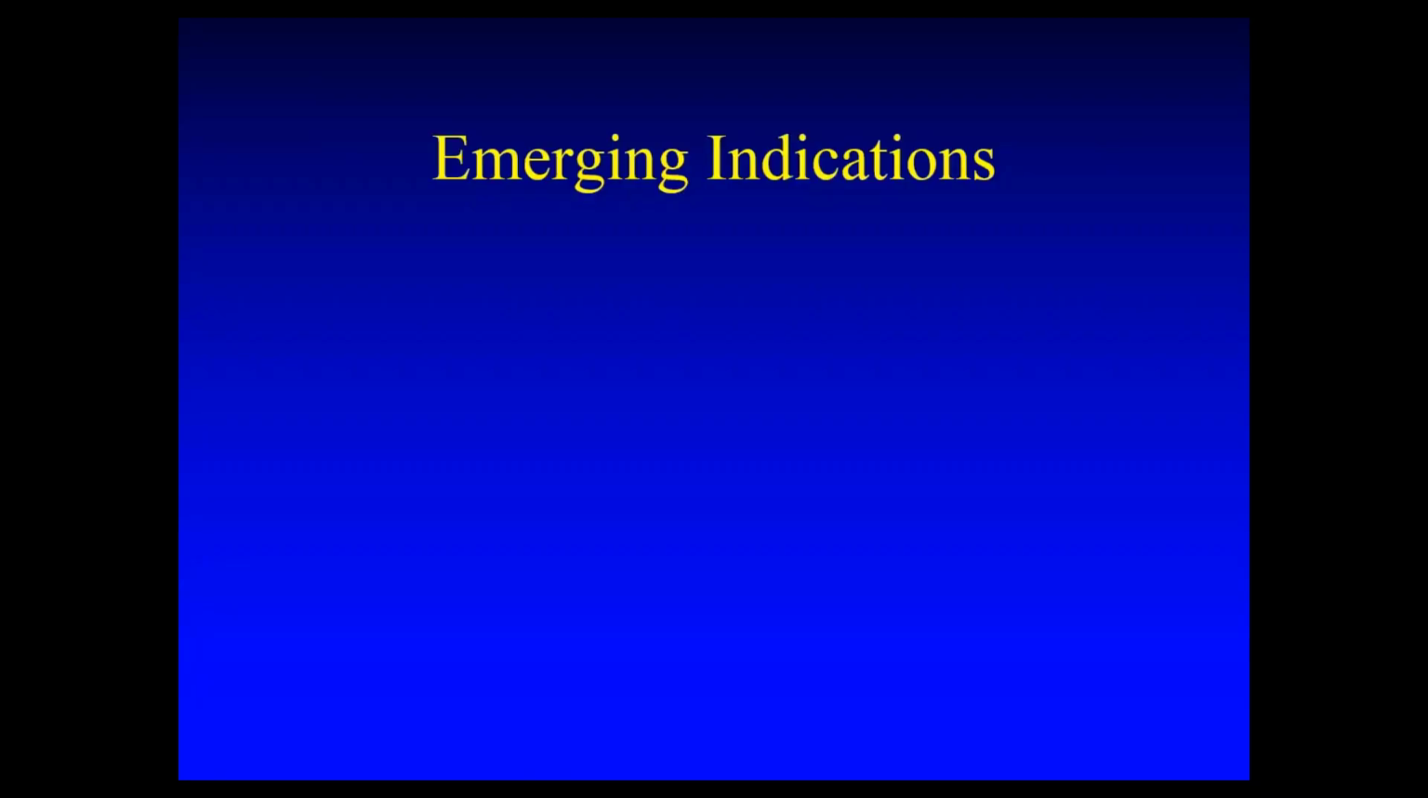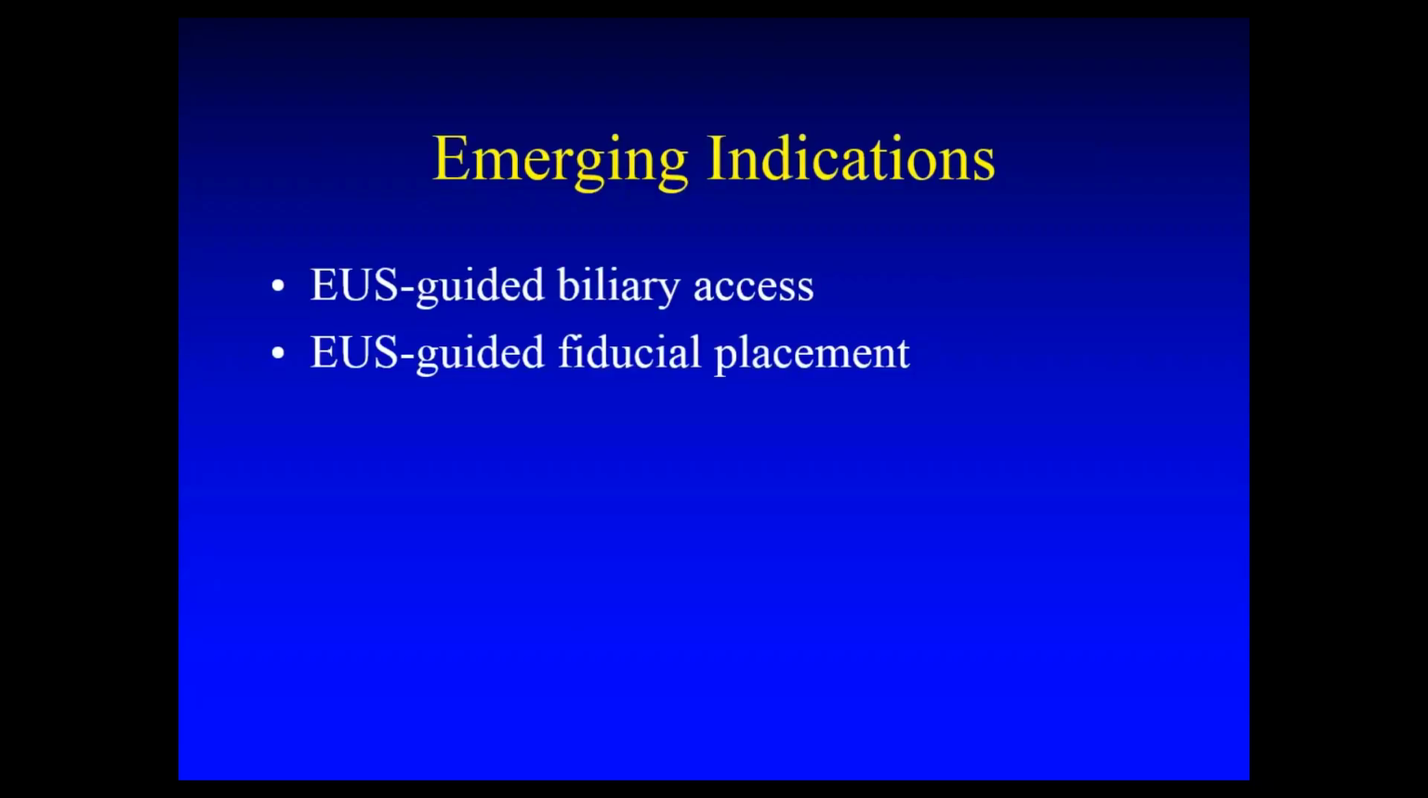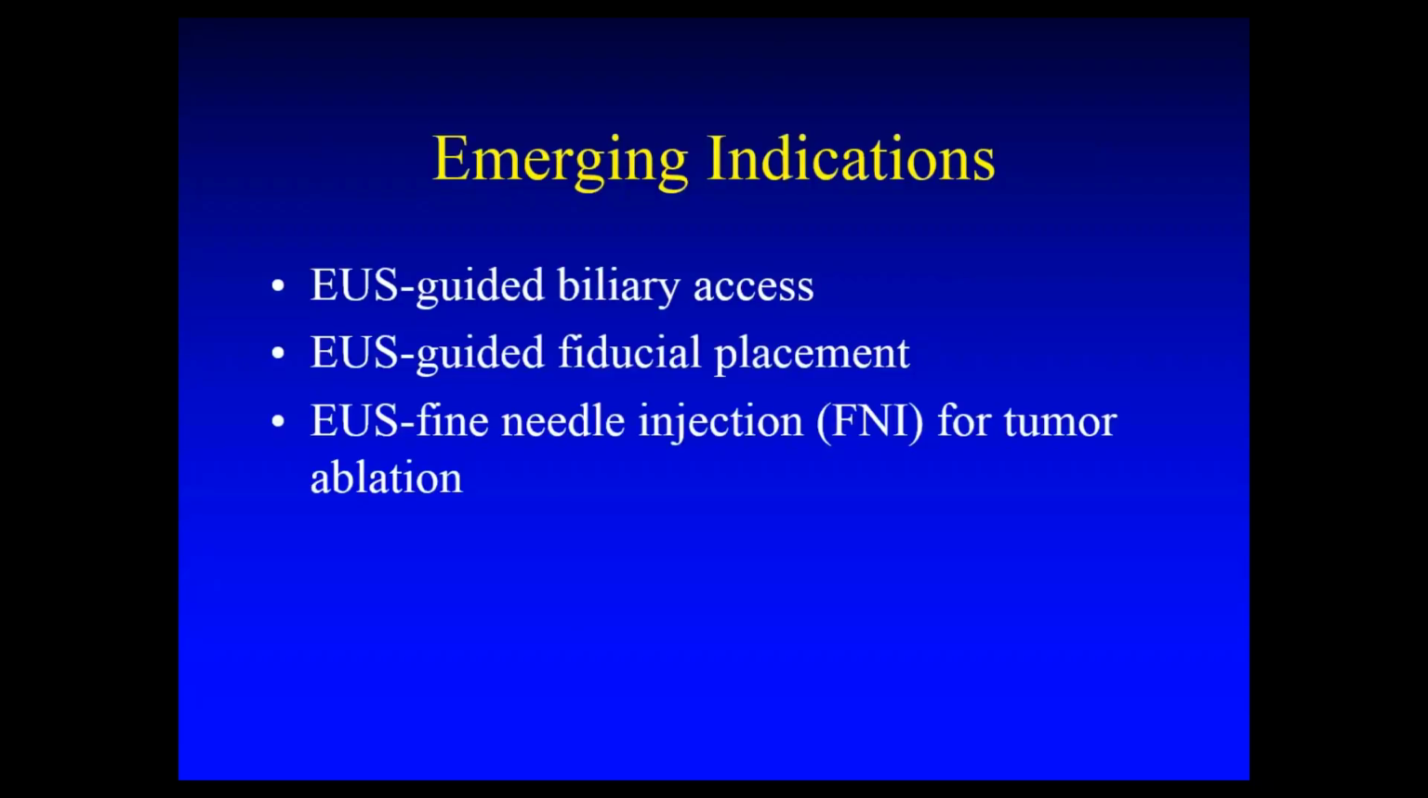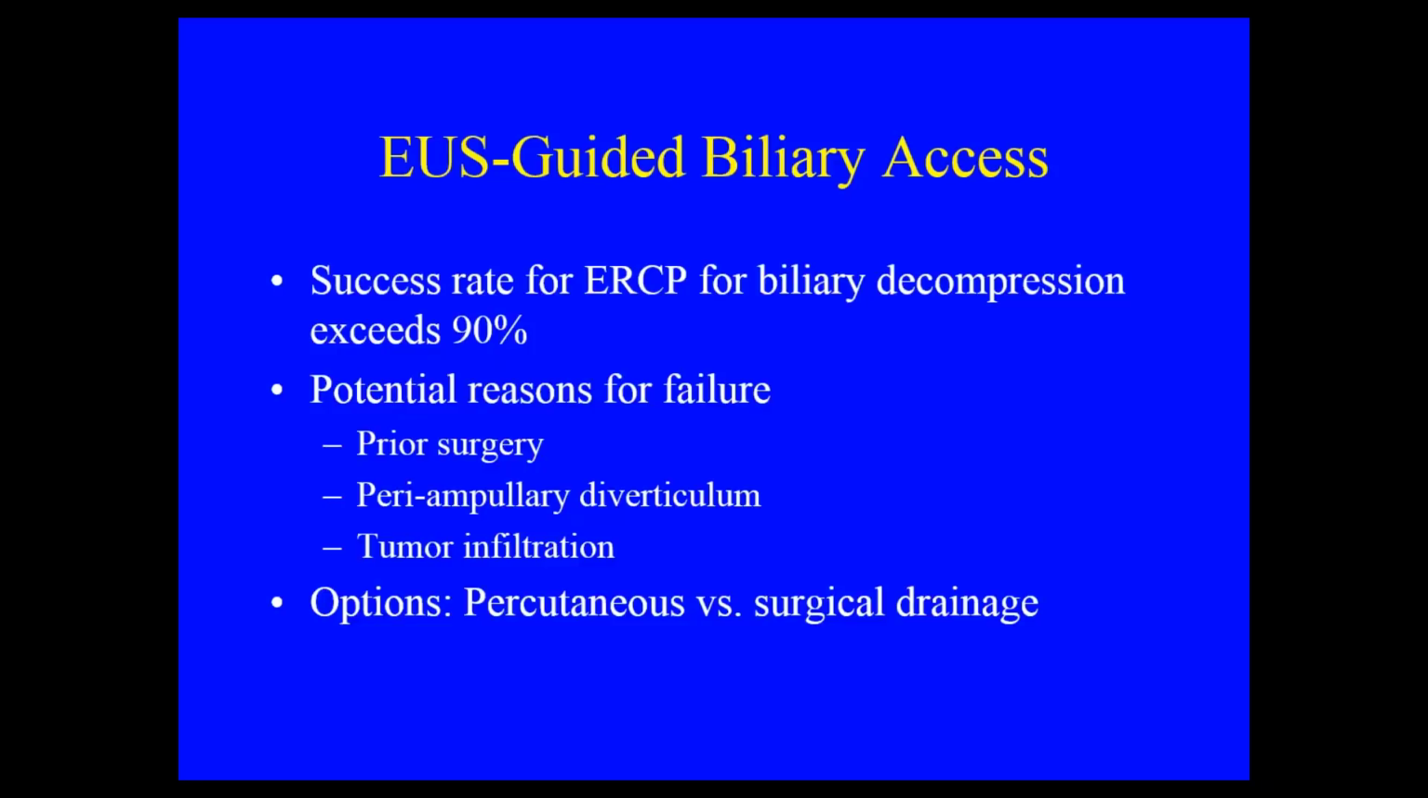Just want to spend a few more minutes going over some of the emerging indications. We went over some of the current indications the last half hour or so. I want to go over EUS-guided biliary access, EUS-guided fiducial placement, EUS-fine needle injection or FNI for tumor ablation, and finally EUS-fine needle biopsy. Now, we're all very good at doing ERCPs, but sometimes getting access into the bile duct is not a possibility for numerous reasons: prior surgery, periampullary diverticulum, tumor infiltration. For these patients, options include percutaneous drainage like a PTC or surgical drainage.